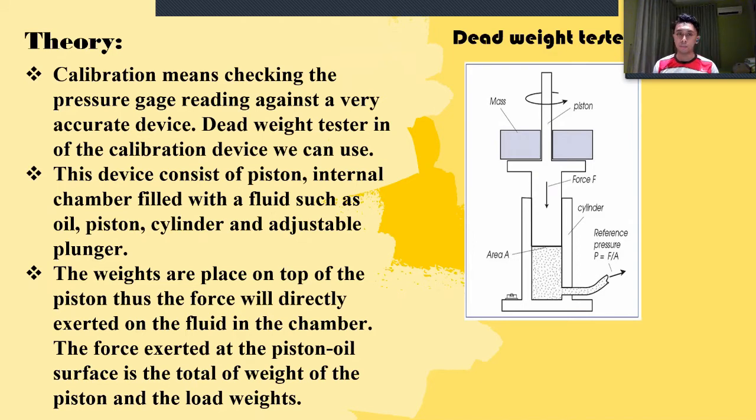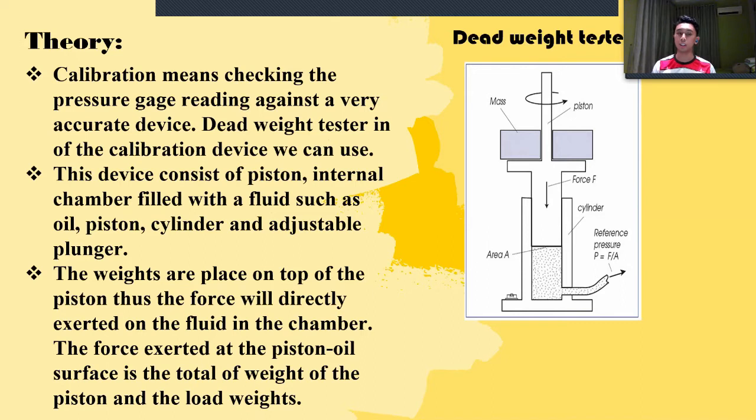A dead weight tester is one of the examples of a calibration device that we can use. This device consists of a piston, an internal chamber filled with fluid such as oil, a cylinder, and an adjustable plunger. The weights are placed on top of the piston, thus the force will be directly exerted on the fluid in the chamber.